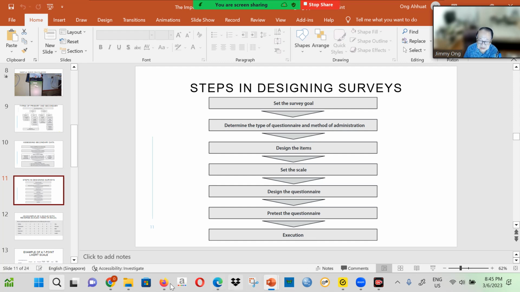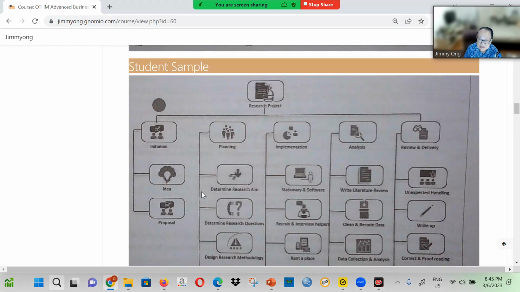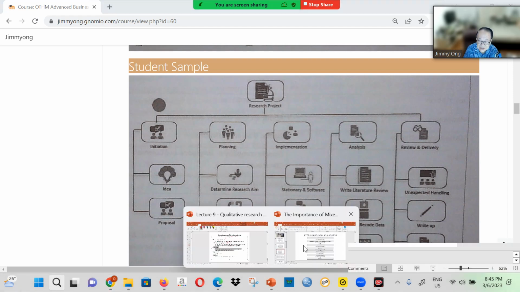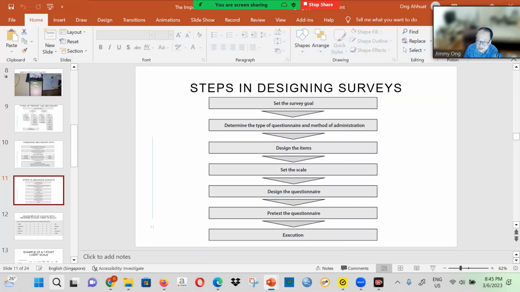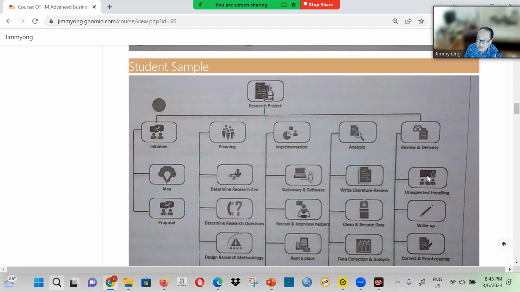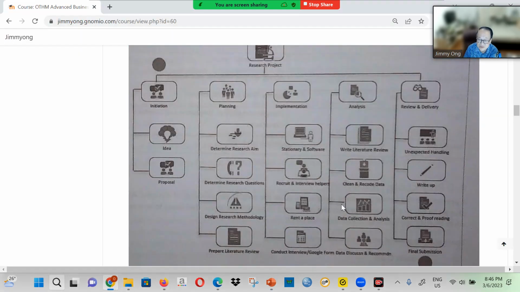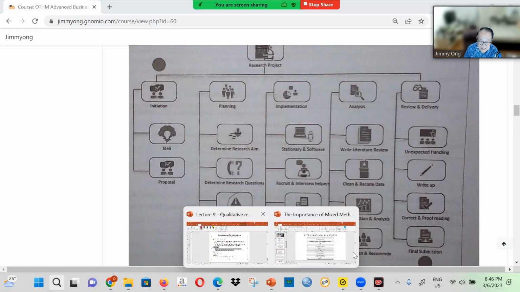Execution is implementation, right? Here, execution, implementation, right? This one you plan, this is execution, and then you analyze, this one is post analysis, then you write, then you submit. See, all tied up in one piece. This one alone has no meaning, but you look at this one together with this one and this one, a lot of meaning. All come to life. Okay.